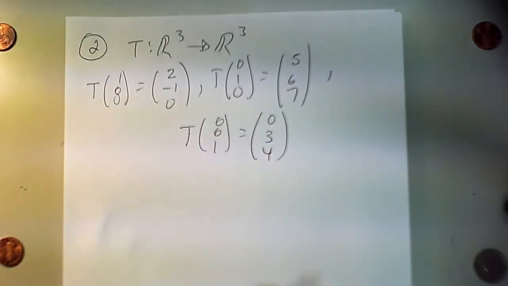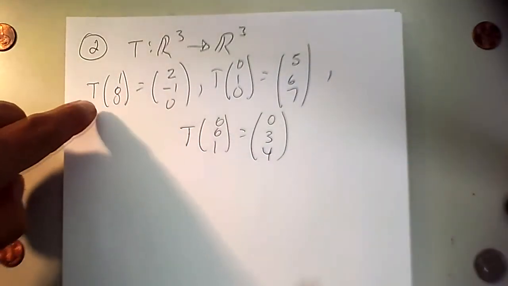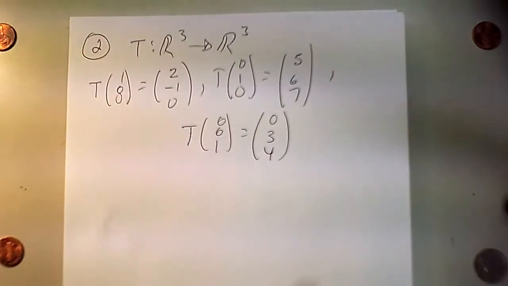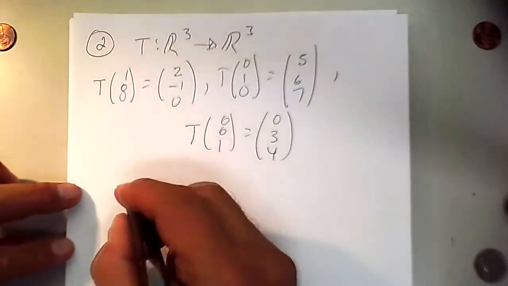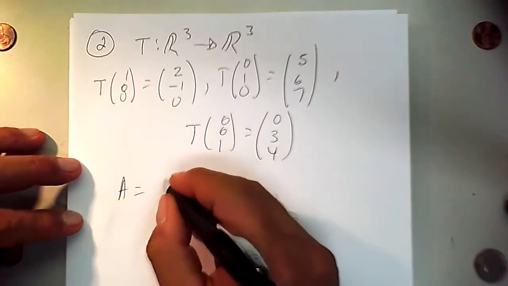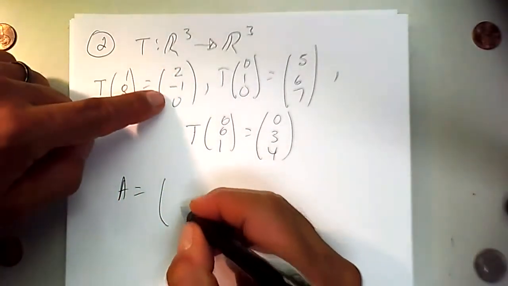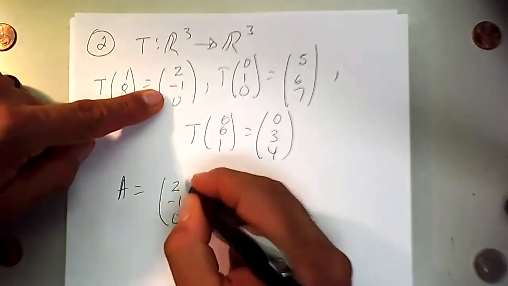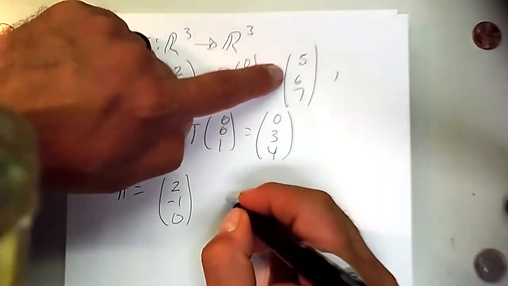Okay, so the question is, what is the matrix corresponding to this linear transformation? And the answer is very easy. We're going to typically label A as the matrix, and it is just going to be 2, -1, 0, 5, 6, 7.